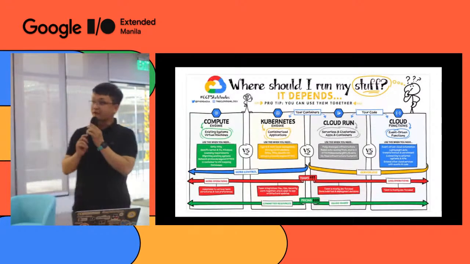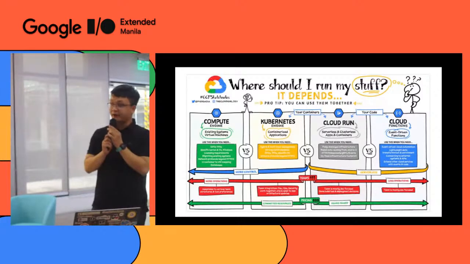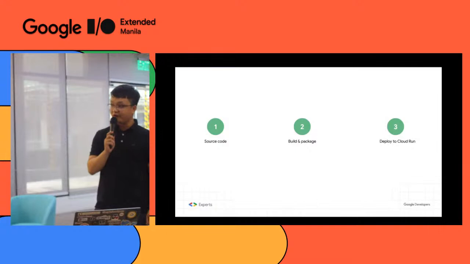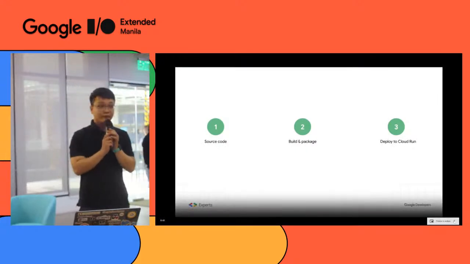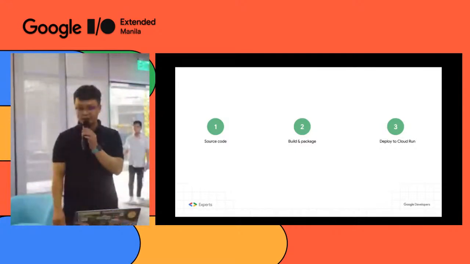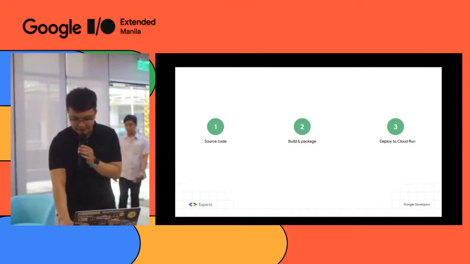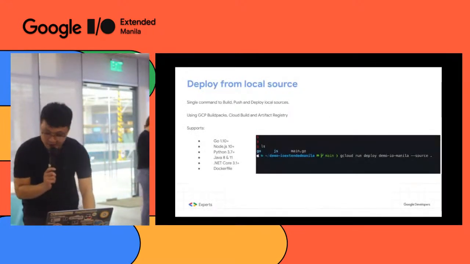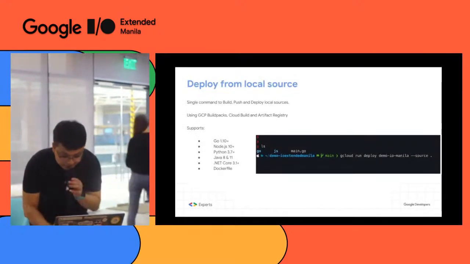To deploy an application to Cloud Run, we have three steps. The first one is source code, the second one is building it, and the last one, we deploy it to Cloud Run. I will have some demo later, so you can see the code. With Cloud Run, we can directly deploy our application from source code. I can demo now, so you can get it better.